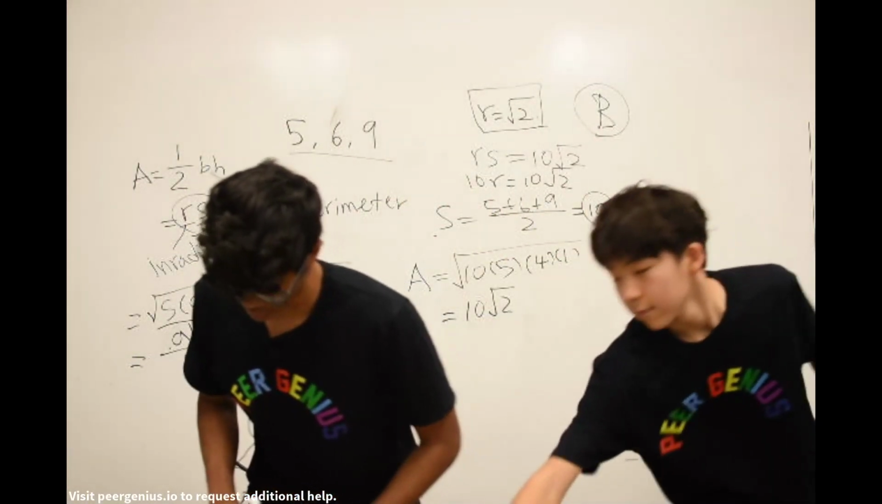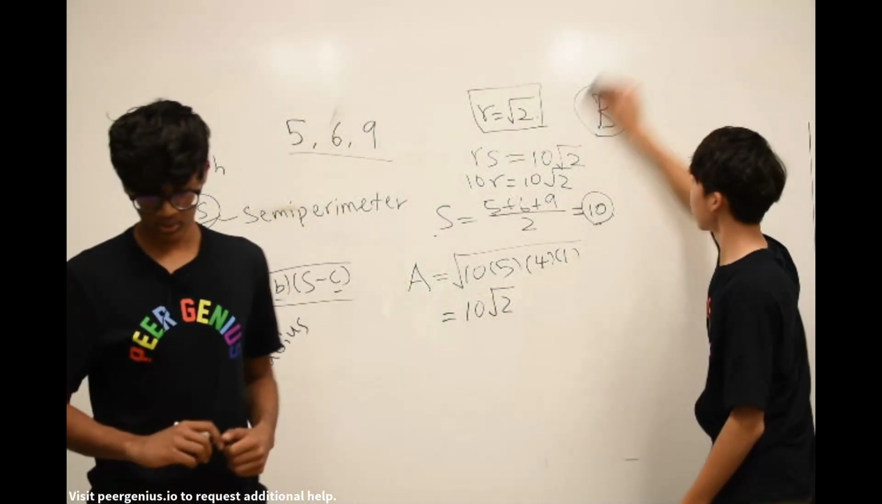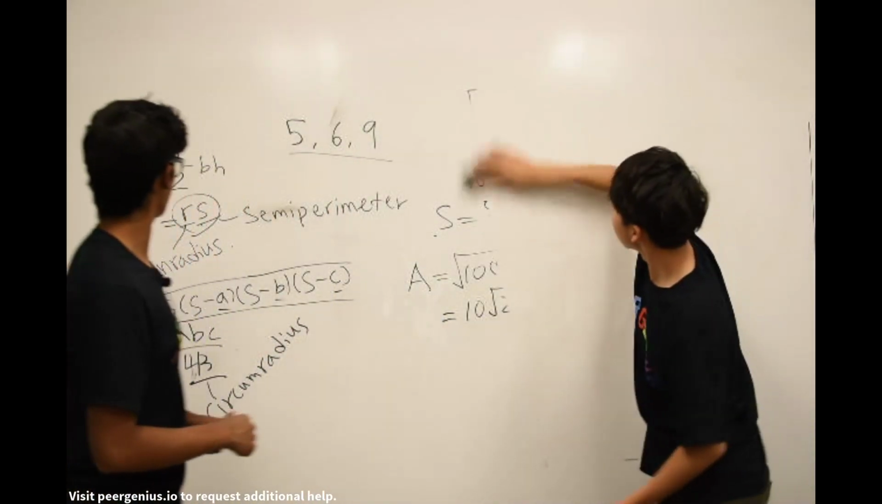Okay. Now we're going to be doing number 18. So, how many positive integers? Oh, let's see.